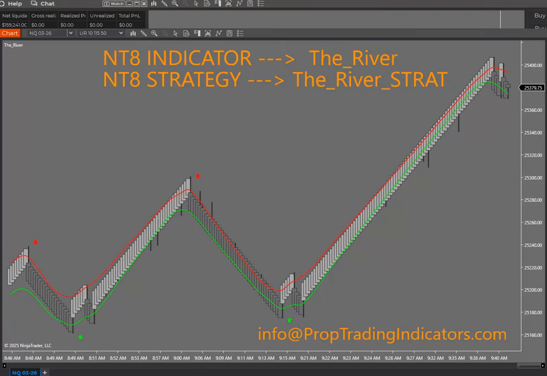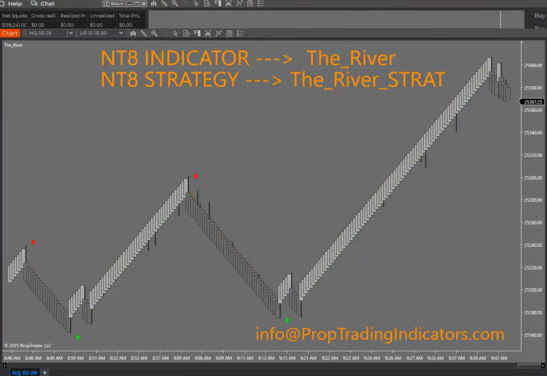I'll mention we're working on putting out the NT8 strategy that will be called the River Strat. It'll take these signals fully automated. We're getting real close. I've been working on it with the programmer yesterday and today, and I think we should get it wrapped up today and get that added to the group.